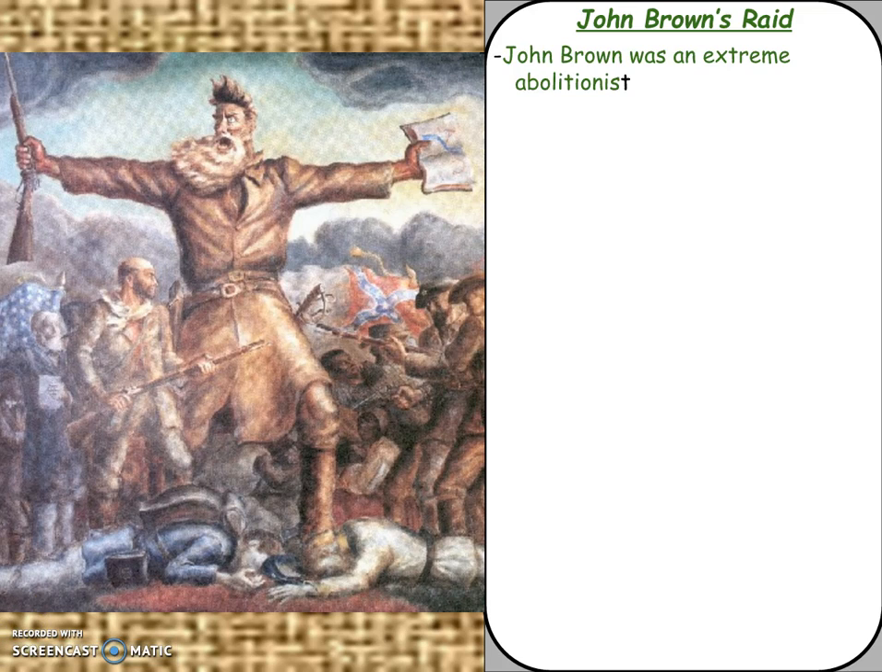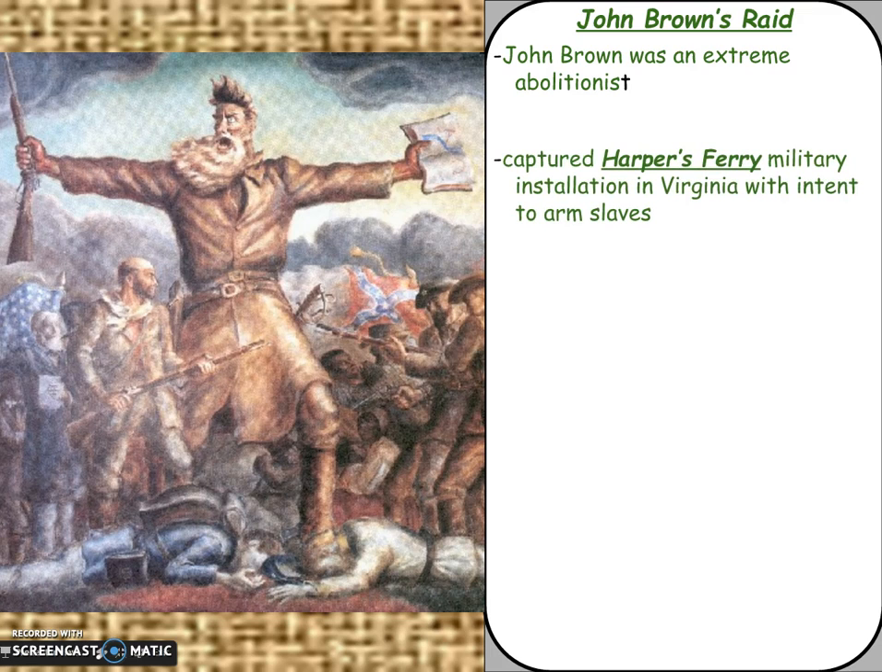John Brown is going to be an extreme abolitionist. You see him depicted here in this painting. He was one that stood in the back of a church at one point, raised his hand, and said he believed he had been called by God to bring about an end to slavery. You can also tell from the depiction in this painting that he did not mind violence. He really believed that he was willing to do anything it took to end slavery.